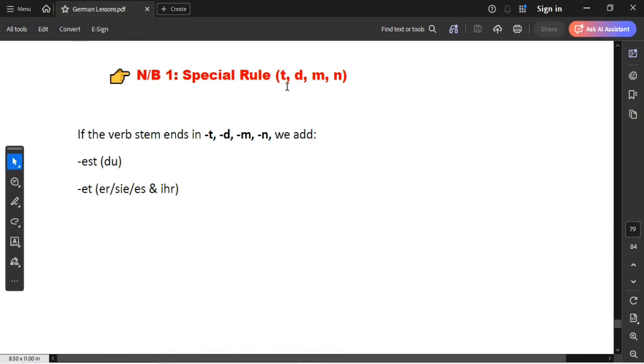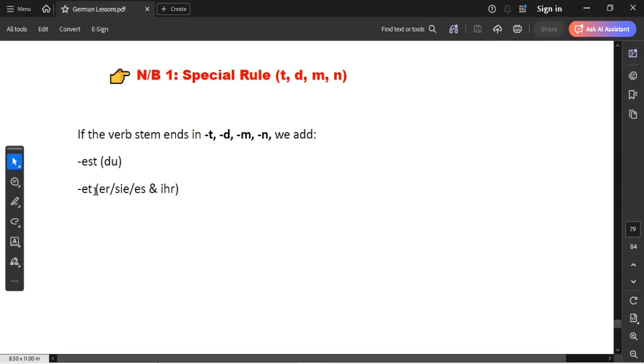In regular verbs, we have special rules. Note number 1, we have a special rule for those verbs whose verb stem ends with t, d, m, and n. If the verb stem ends in t, d, m, n, we add est in du. Remember, in the other verbs, we were adding only st. But in this rule, whereby the verb stem ends with t, d, m, and n, we add est in du, and in er, sie, es, we add et.